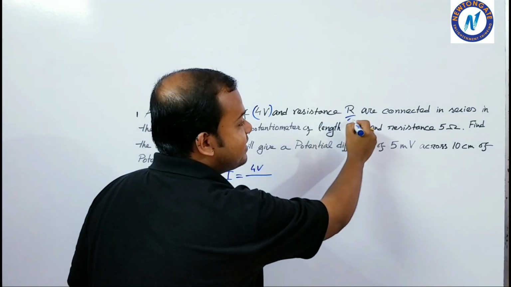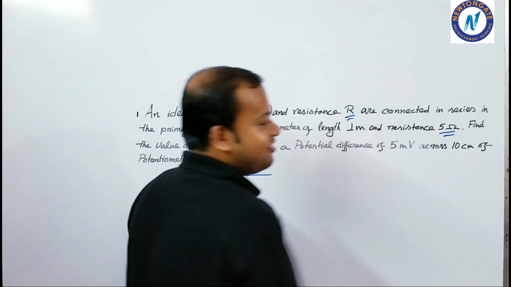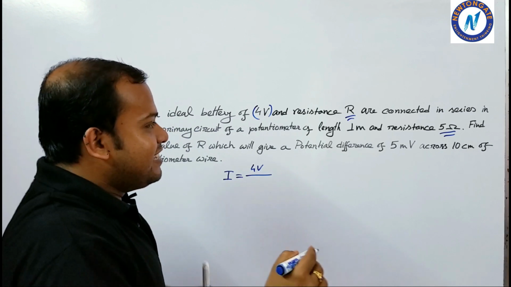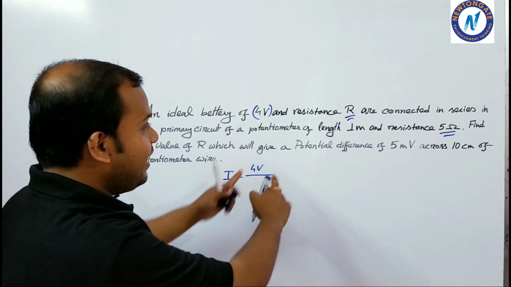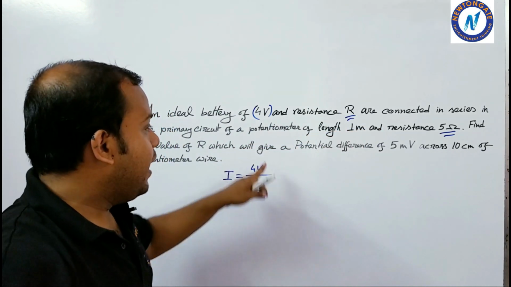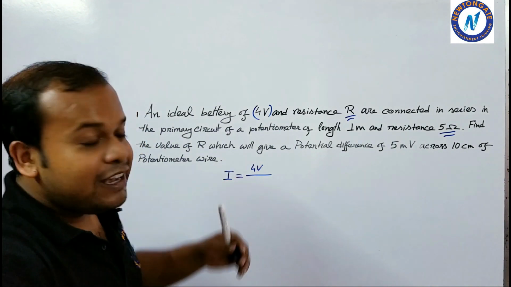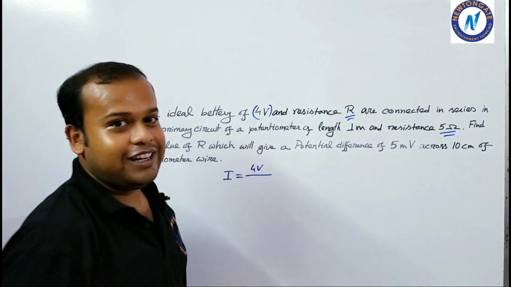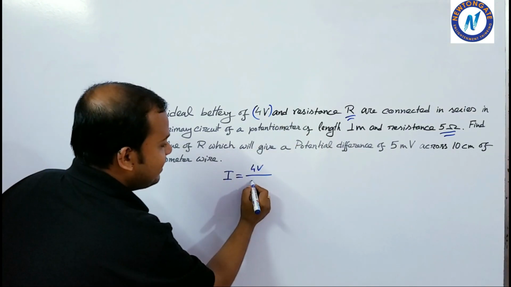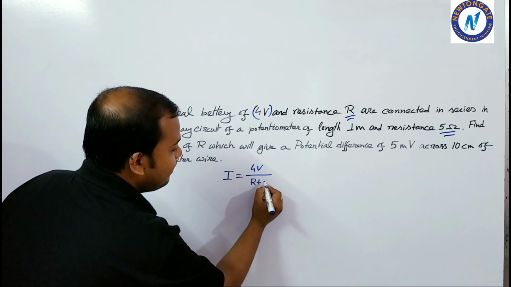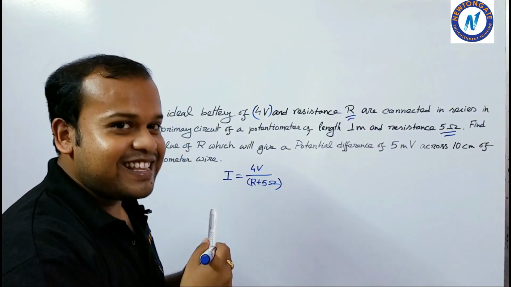We have one resistance as R and another resistance is this 5 ohms. So the total resistance is R plus 5 ohms. Here that resistance will also hinder the current flow. So the current flow will be hindered by the total resistance, and hence our I equation is I = 4 divided by R plus 5 ohms. This is the current equation in the circuit.